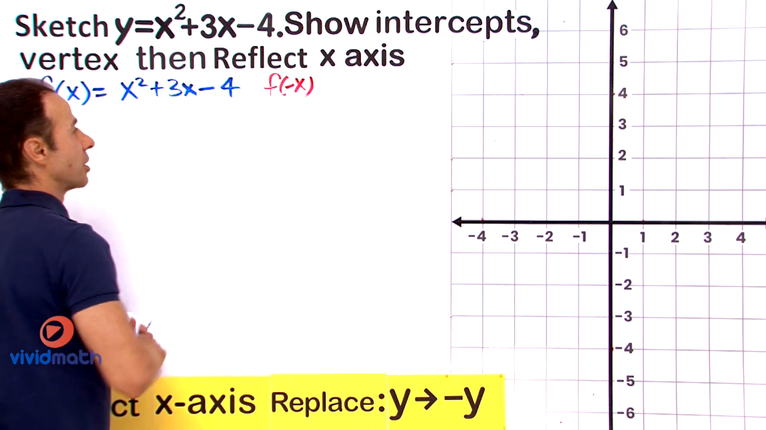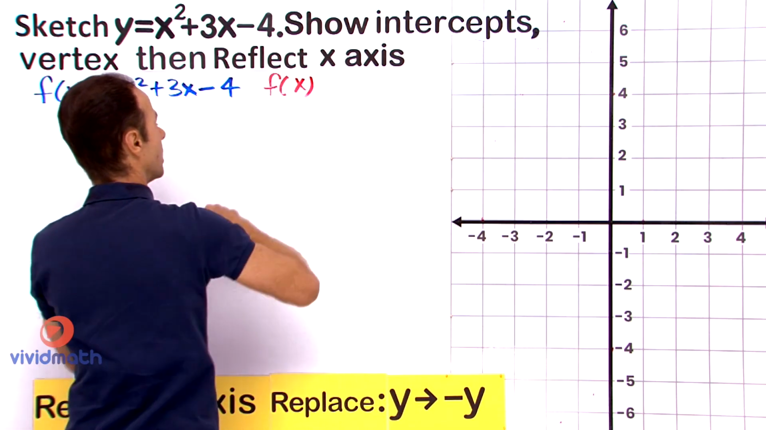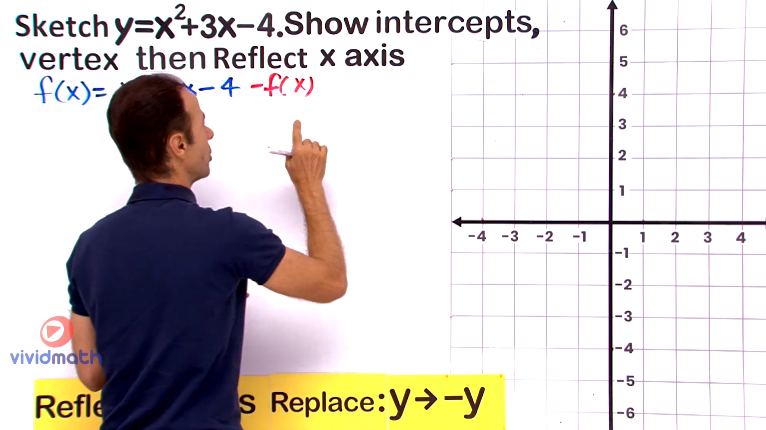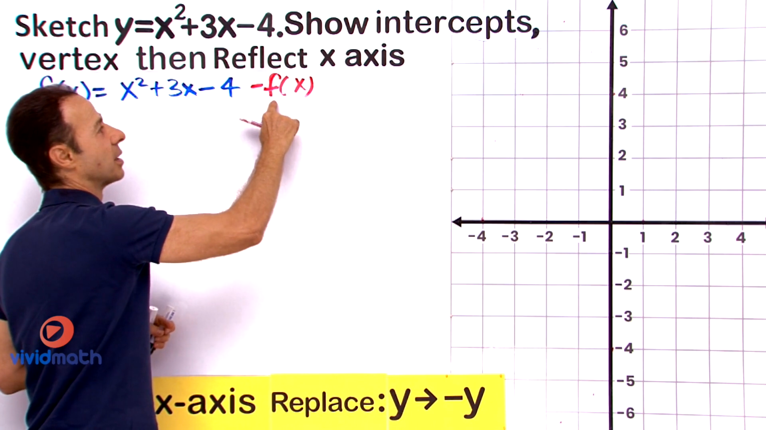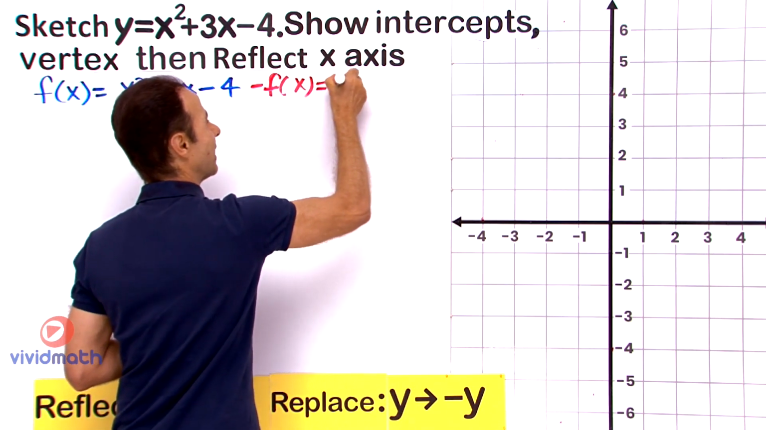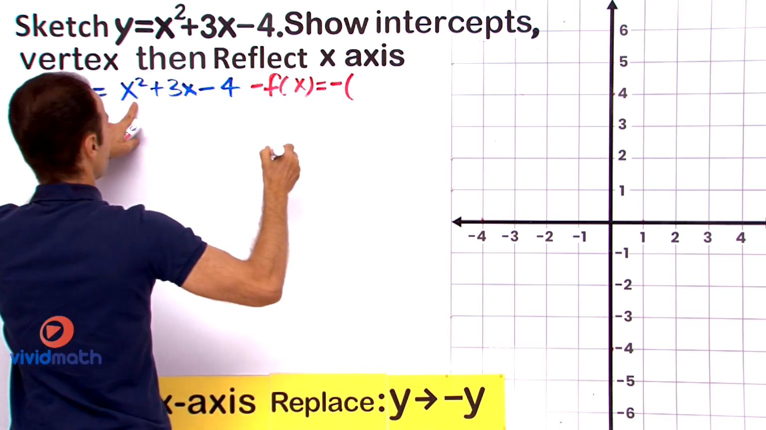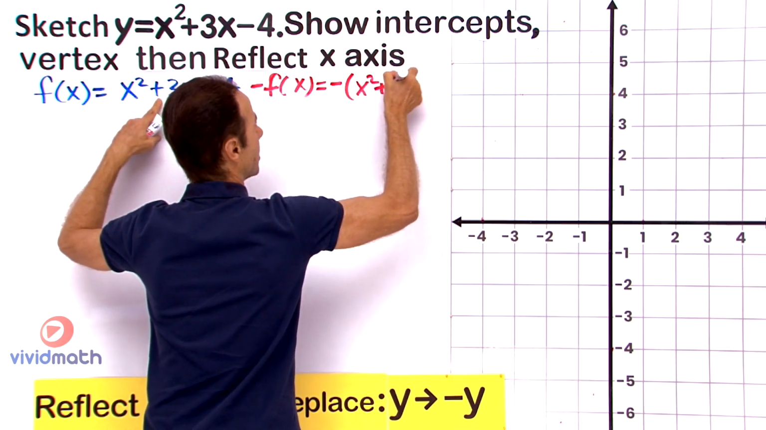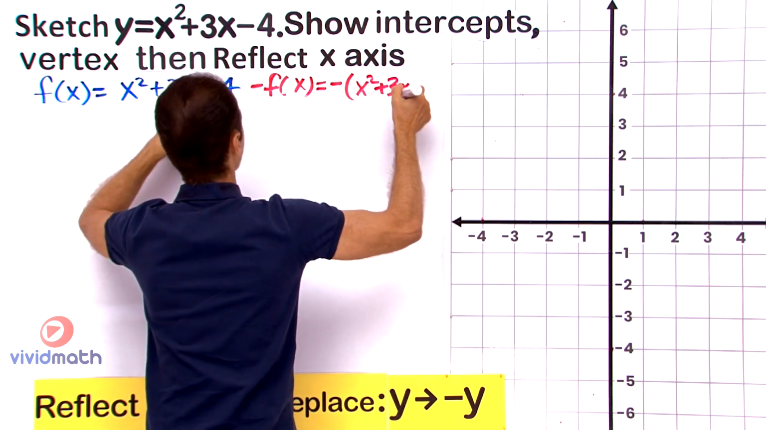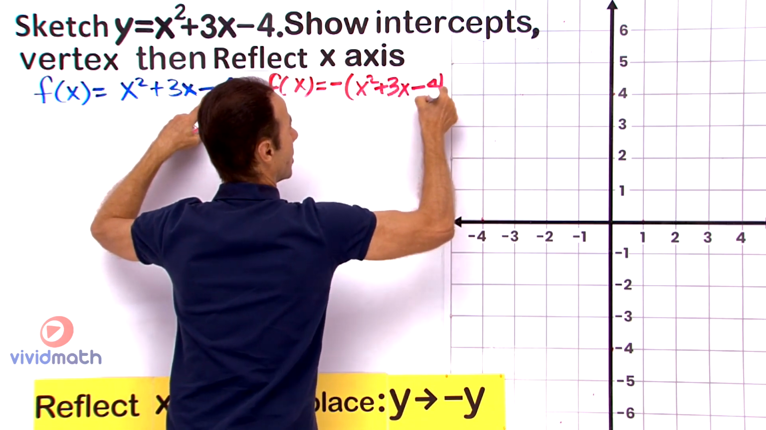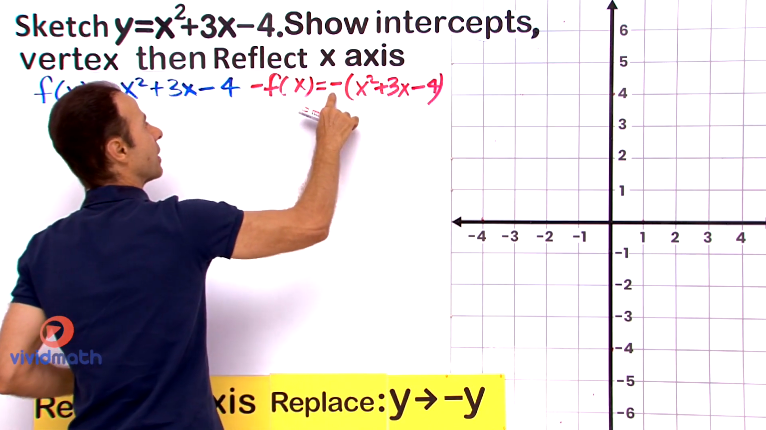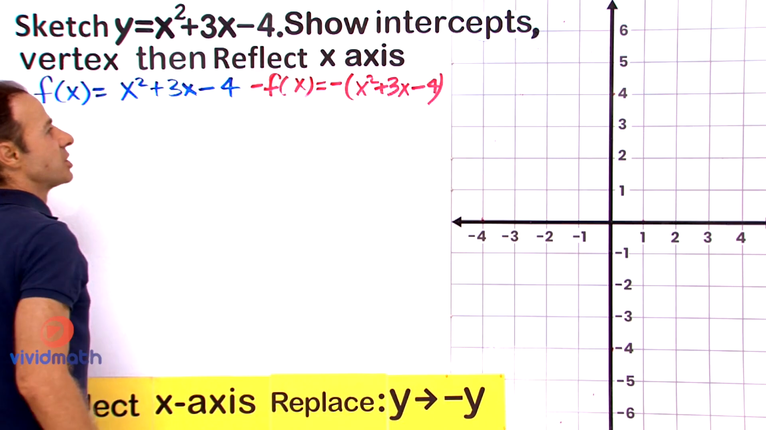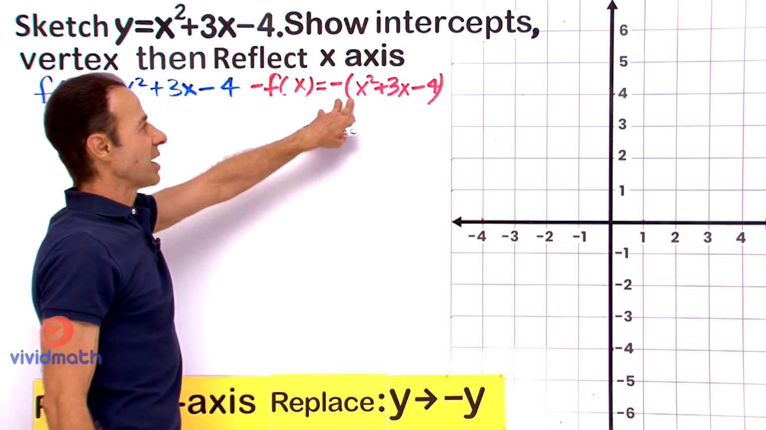It's going to be negative function x, because we're replacing y with negative y. So that means it's going to equal negative whatever we have here, which is x squared plus 3x minus 4. All that's got a negative right in front of it. So negative function x equals negative all of this function over here. We're going to do that in a moment. That's the reflection about the x-axis.